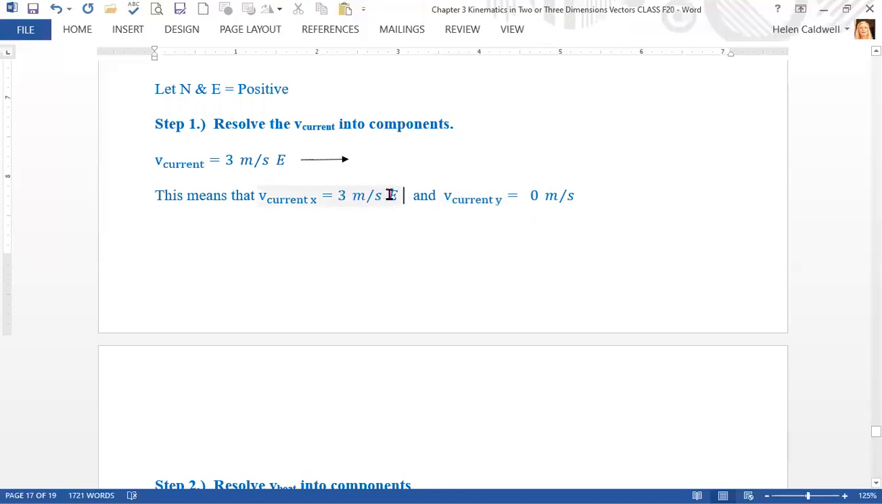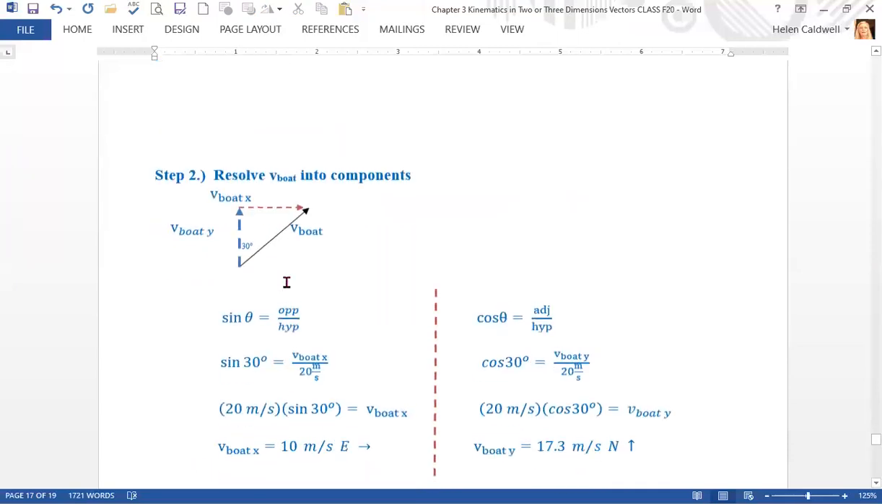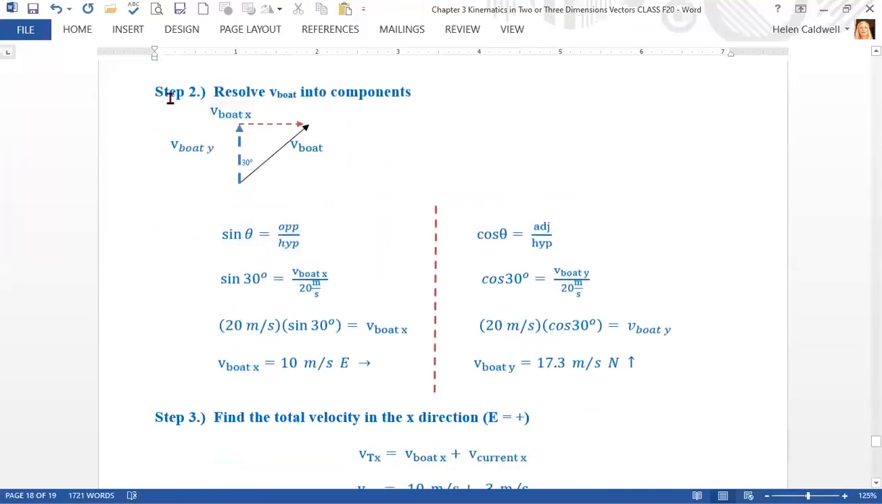So this 3 meters per second east is only in the x direction, and there is no y part. Now we want to resolve the velocity of the boat into components. So to do that, we start out with a little sketch. The black arrow is the velocity of the boat. Remember, this little angle down here is our 30-degree angle.